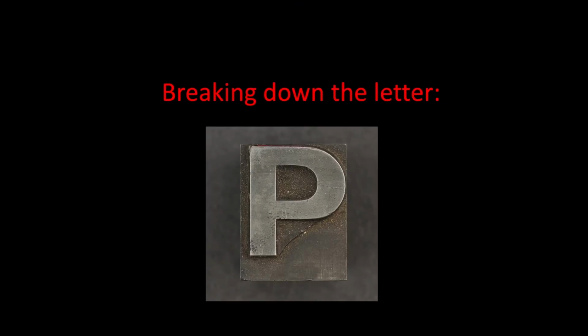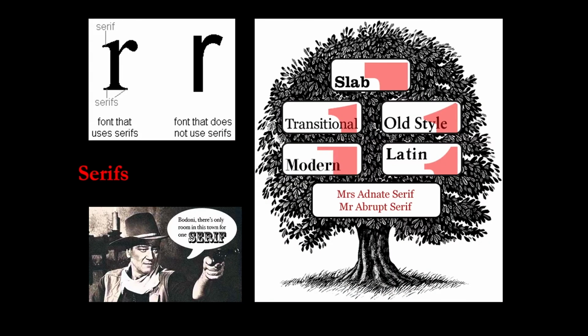So just breaking down the parts of the letter, some of the words that you'll be running into again and again as you look at various typefaces. The serif. A serif is a little thingamajigger that sticks out the top and the bottom of the strokes of a letter. Fonts that don't use serifs, like this here, are called sans serif types. These are a bunch of different styles of serif.